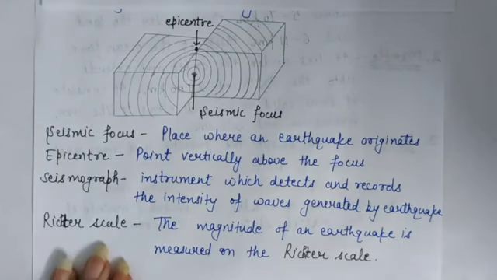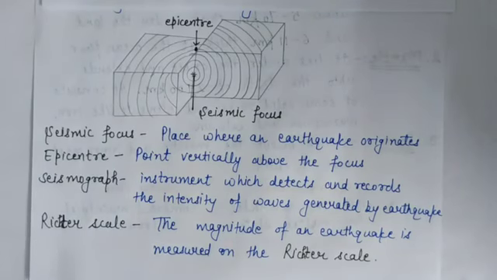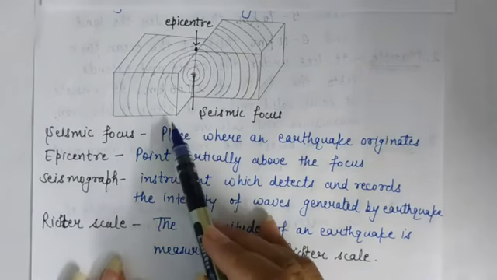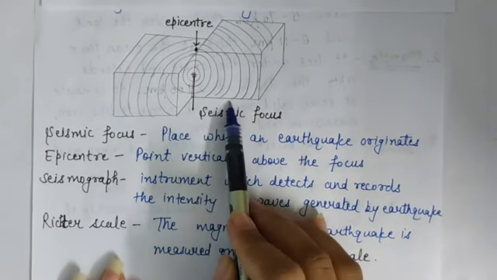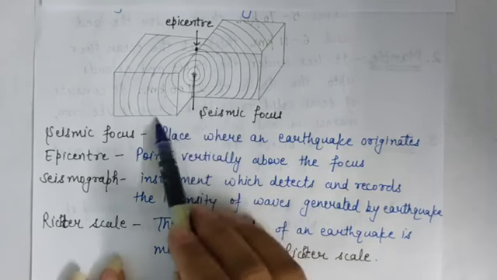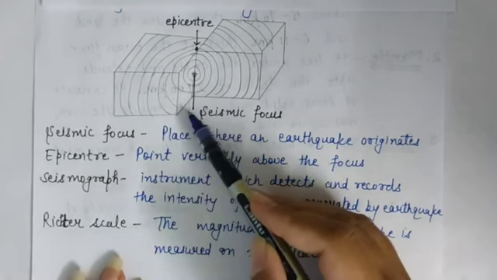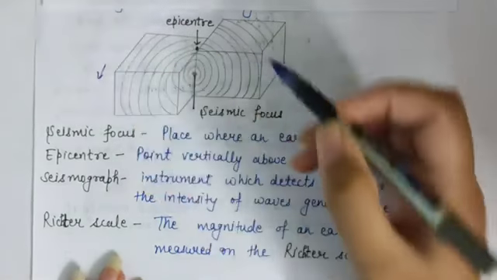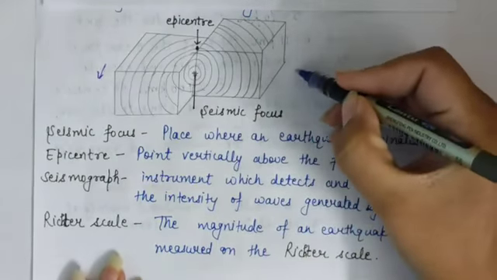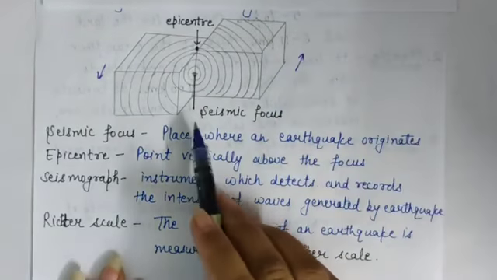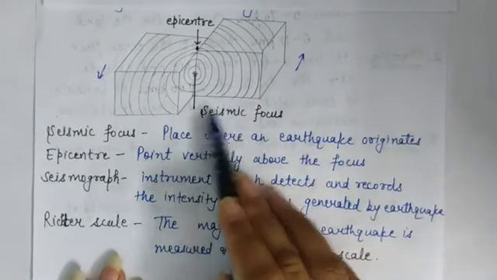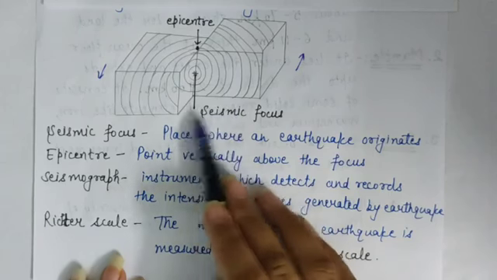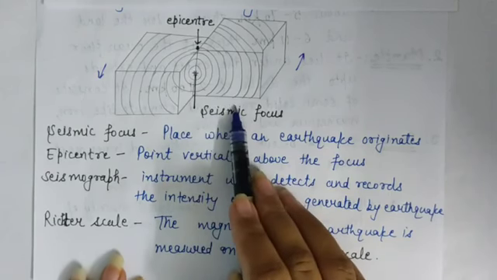So we have learned that when two tectonic plates move suddenly towards each other, then an earthquake occurs. Now suppose these are two tectonic plates. So when these two tectonic plates move suddenly towards each other, suppose this one is moving in this direction and this tectonic plate moves in the opposite direction, then an earthquake occurs.